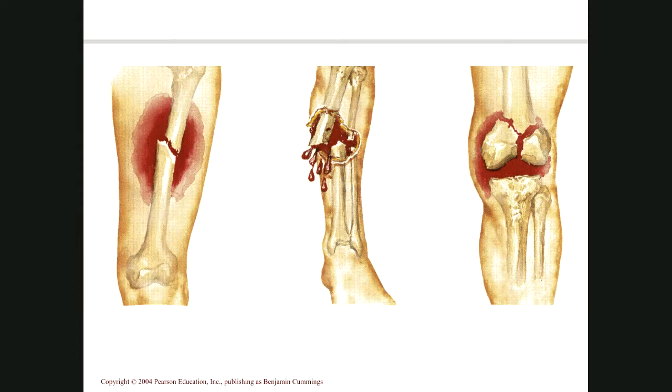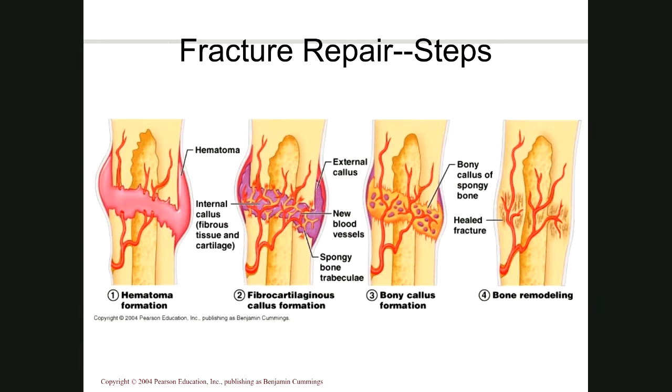And so the very first step in any kind of fracture repair is going to be preventing more blood loss. So we're going to get a clot. A clot is called a hematoma. So we're going to get a hematoma forming. And then we immediately need to stabilize this, because the more it moves around, the more damage there is. And so very quickly, we're going to build this cartilage callus in here, sort of an internal skeleton.